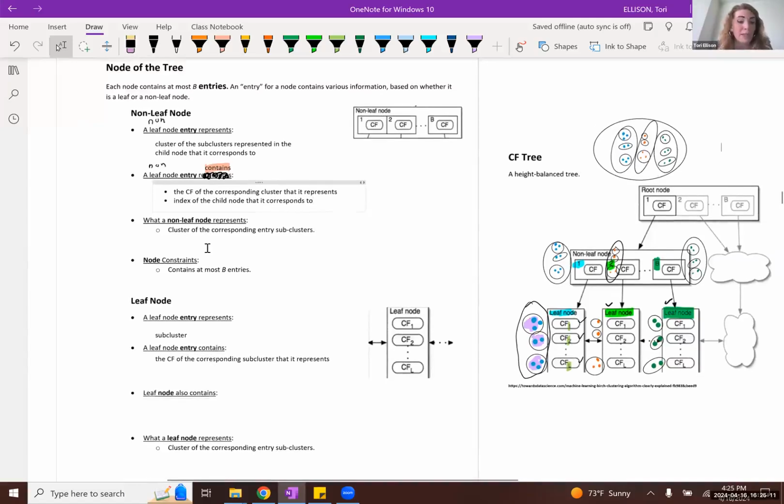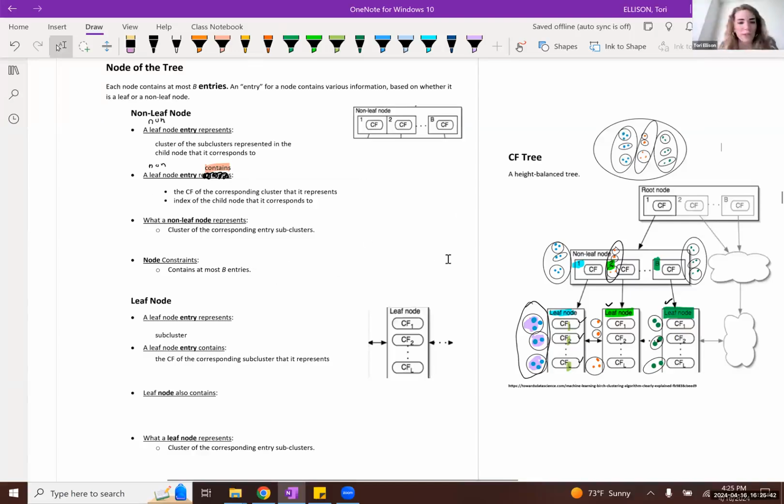And so what an overall non-leaf node represents is the cluster that you would get if you were to combine each of these clusters of subclusters that it's representing here. We can further go all the way up to the root node. This root node is the cluster that you would get if you were to cluster all of these clusters of subclusters here.